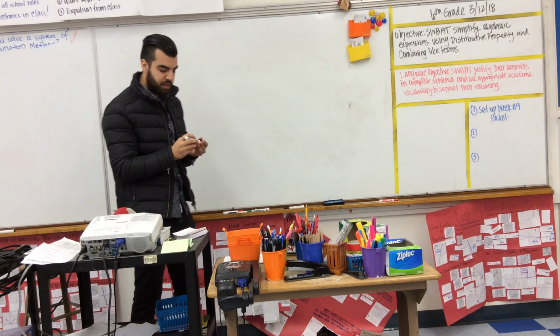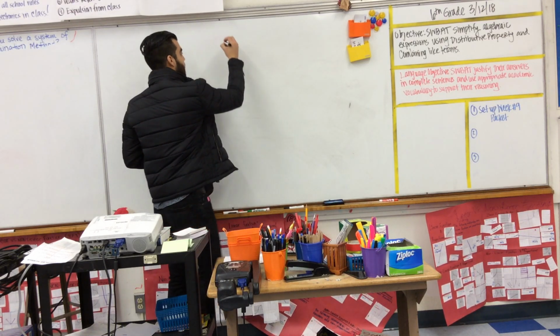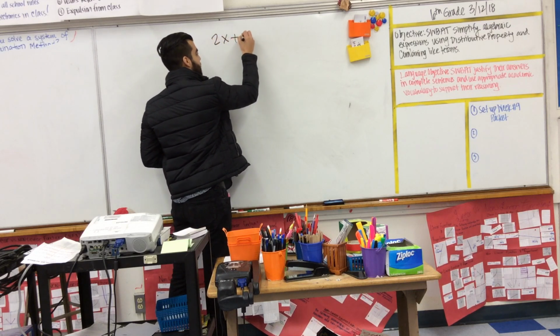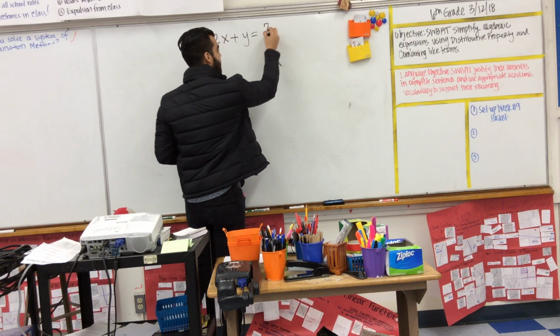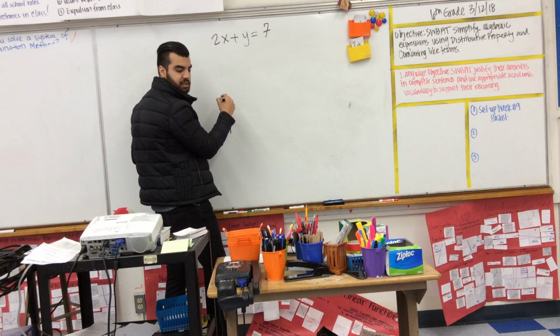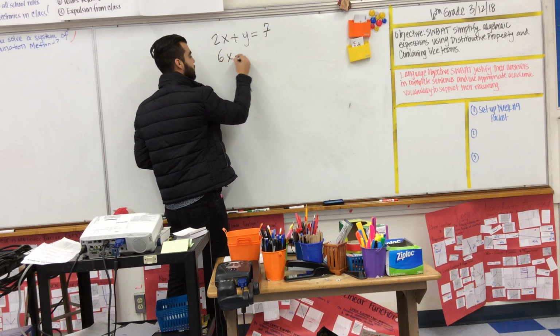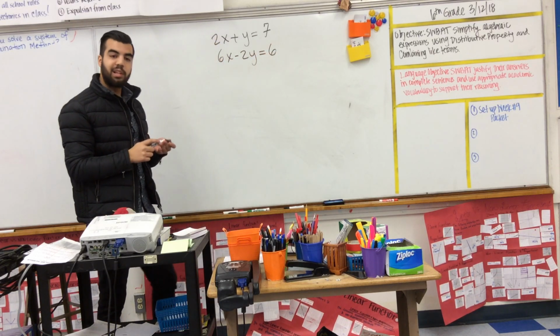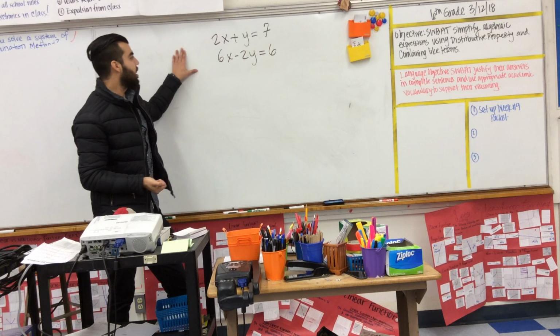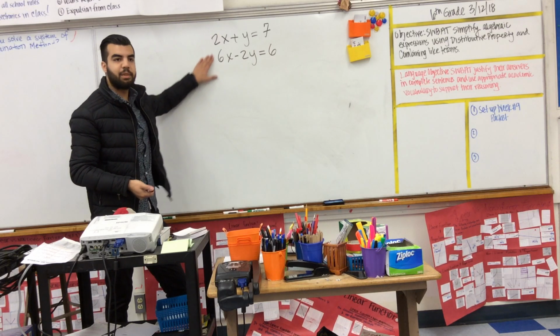Okay, so the second problem I want you guys to do is 2x plus y equals 7, and then 6x minus 2y equals 6. So again, you look at the system of equations, and then check, does anything eliminate?